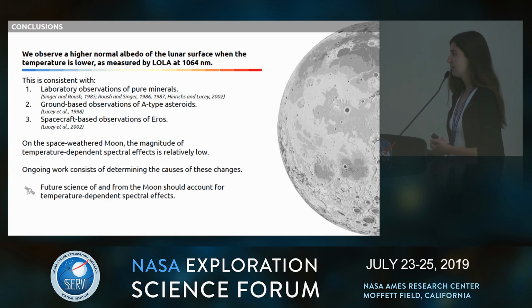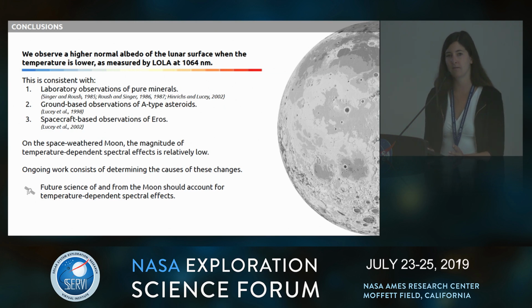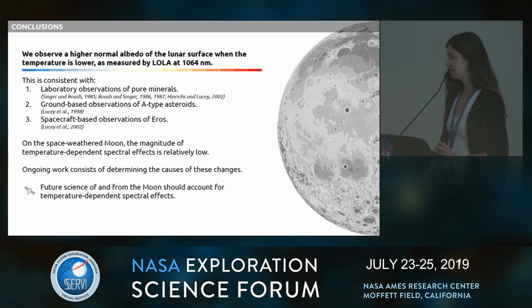Ongoing work is focused on determining the root of these changes, how it relates to the mineralogy of the surface, how it relates with systematic instrument artifacts. But we're really interested in this idea when thinking about future science of and from the moon. There's been a lot of talk this meeting about volatiles on the moon and other airless bodies, and lots of times our evidence for frost or for ice comes from surface reflectance or enhanced reflectance. So as we're able to get more precise and more high-resolution observations in the future, it's really important to think about how temperature can influence our measurements.